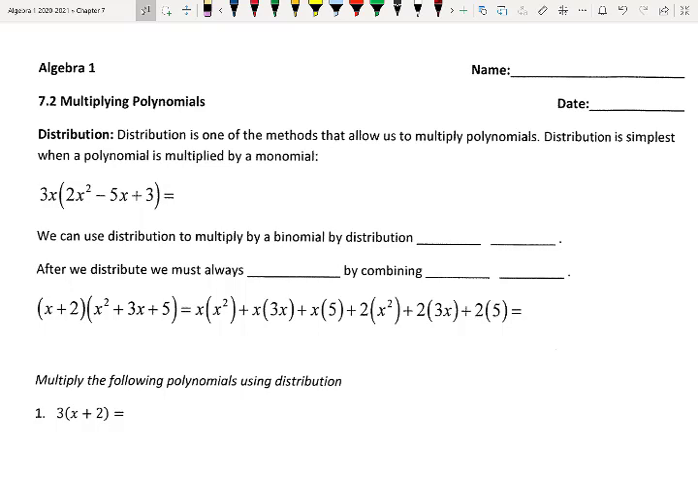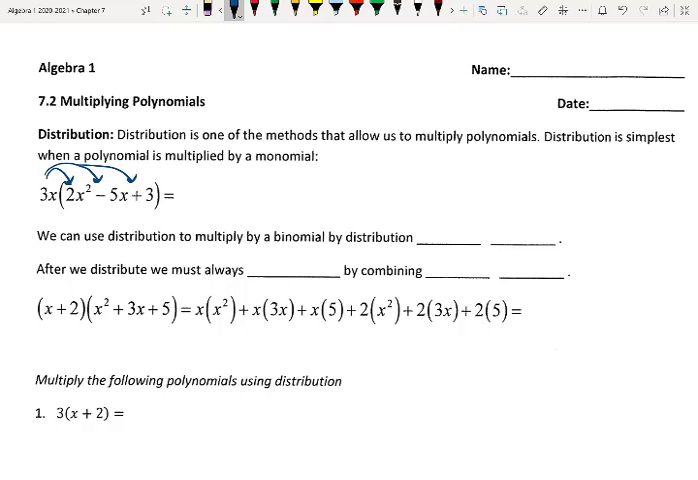So we've done a couple of these already, mainly distribution. Distribution is a type of multiplication. It's one of the methods that allows us to multiply polynomials together. It's the simplest one because it's when a polynomial is multiplied by a monomial. So we're going to be multiplying our monomial, our single term, into our polynomial. So we're going to be multiplying each of those together.